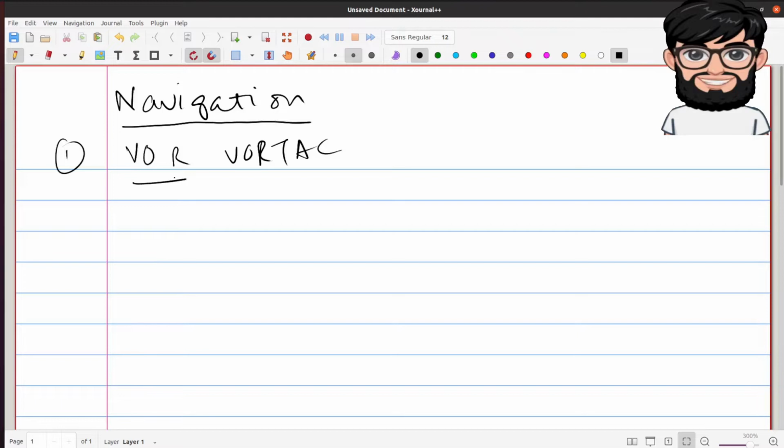And remember that almost all of the VOR stations will have the VORTAC. What is VORTAC? It is VOR tactical air navigation. Basically, they provide standard bearing information of a VOR plus distance information to the pilots.